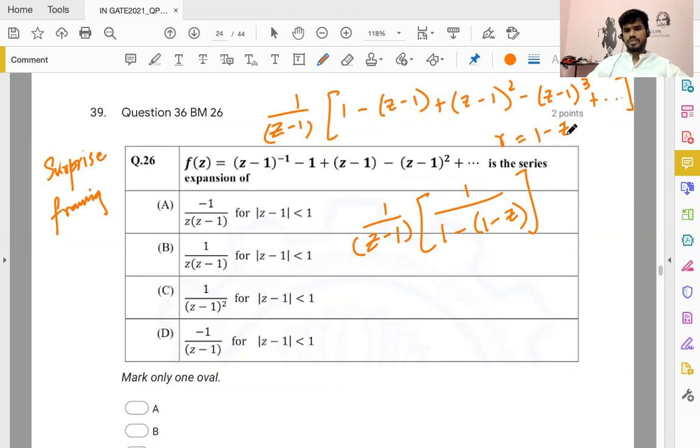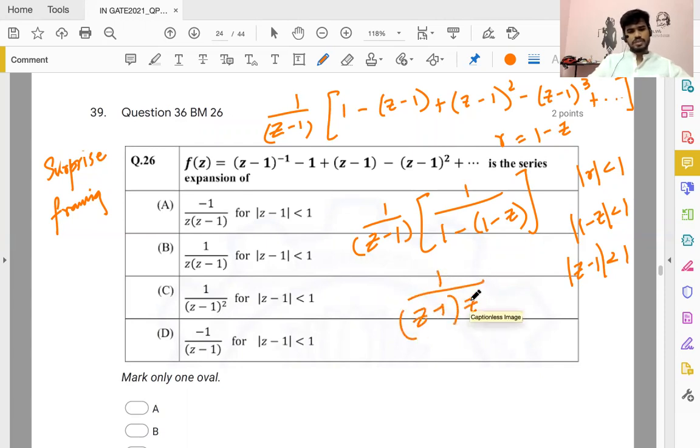And we know this, mod r should be less than 1. So mod 1 minus z or z minus 1 doesn't matter. So 1 minus z less than 1. You could also say that as z minus 1 less than 1. So yeah, all of them, z minus 1 less than 1, doesn't matter. So this term is 1 by (z minus 1) into z.